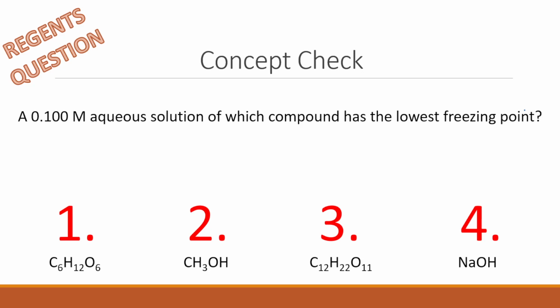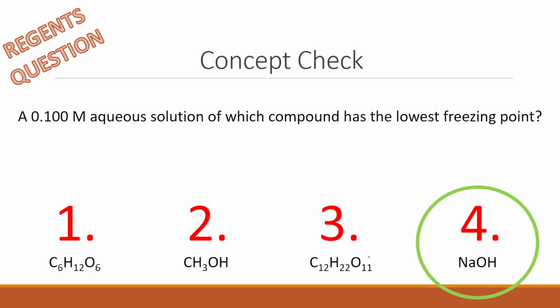I know what you're thinking. You're thinking, Mr. M, well, this is easy. C12H22O11, that's so many ions. That's gotta be the answer. But, actually, the answer here is choice 4, and we're going to talk about why.